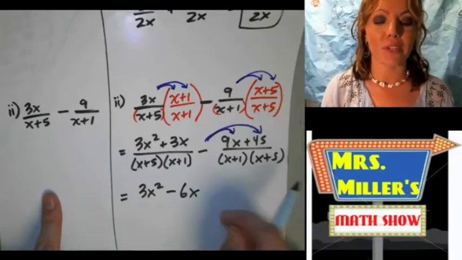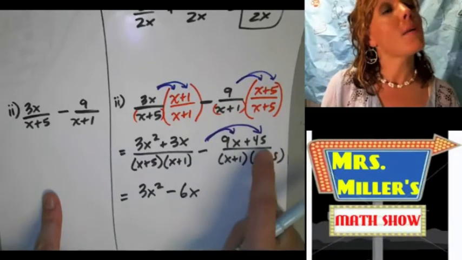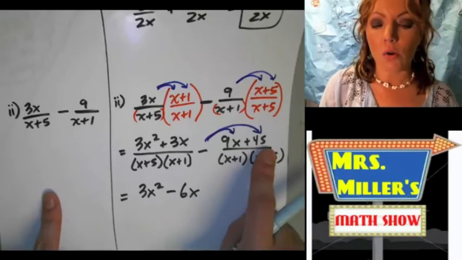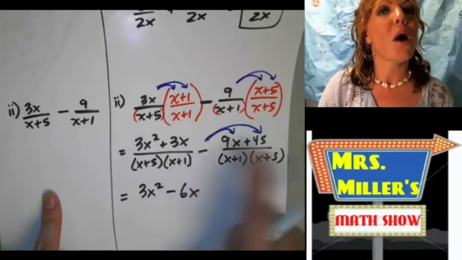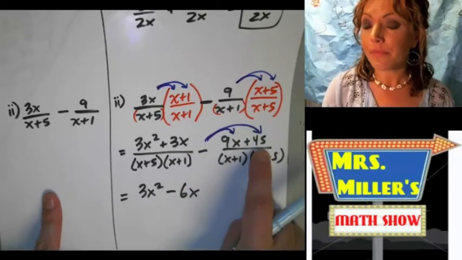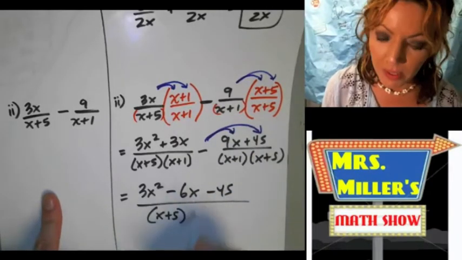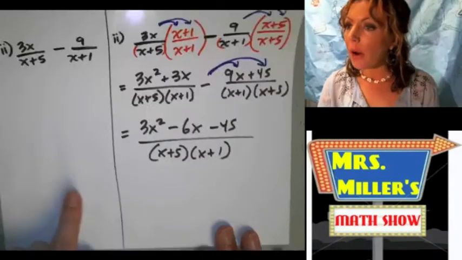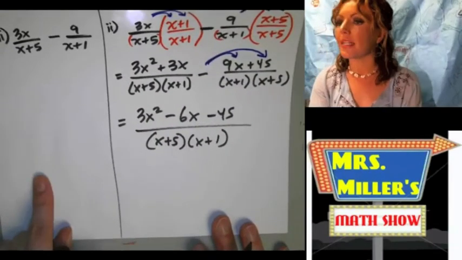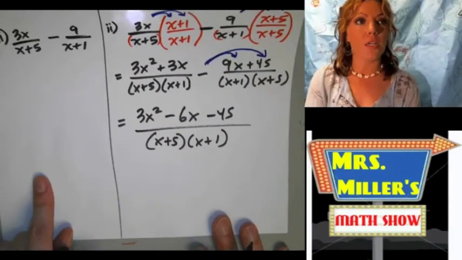Okay. Then, anything to combine with the 45? No. But it's negative times positive 45. That's a what? Negative 45. Okay. Over x plus 5, x plus 1. Okay. Now we want to see if we can simplify this. Is there anything that can be factored on the top?